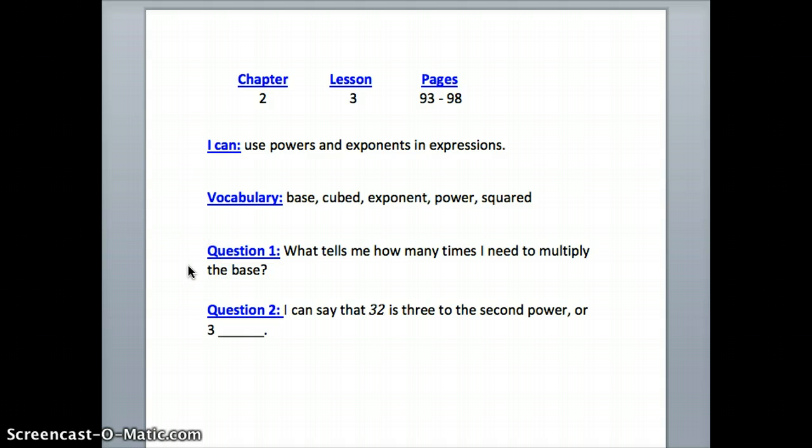Question 1, what tells me how many times I need to multiply the base? Question 2, I can say that 3 squared is 3 to the second power, or 3 blank.